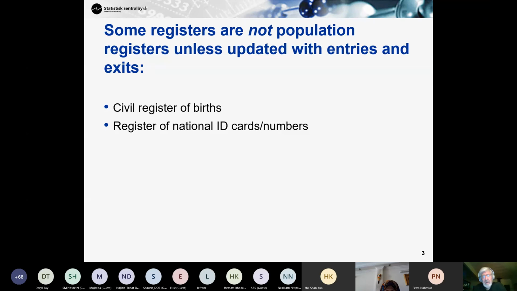But more vital, I should say, these days is the register of national ID cards, which is becoming very common in many countries. But unless this is updated with deaths and preferably migrations, it's not really a population register in the modern meaning of the word. You also have registers of passports, driver's licenses, employers, students, etc. And the same thing applies. These are useful, very useful administrative registers, but they are not really population registers that can be used to produce population statistics.